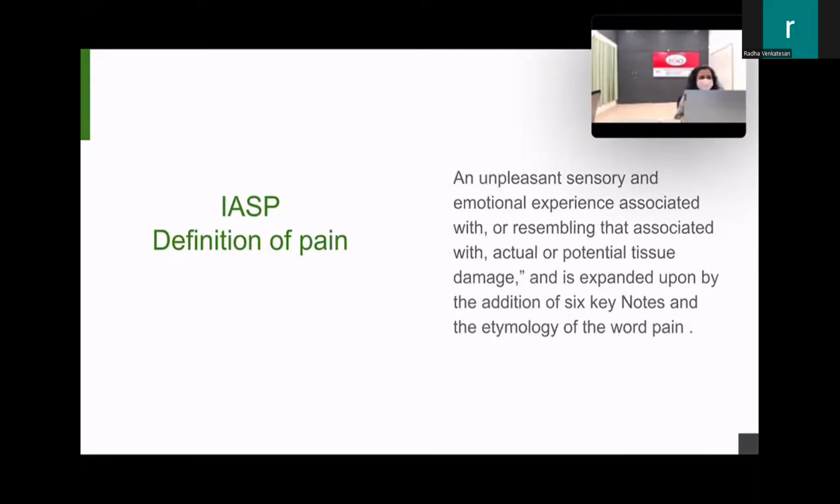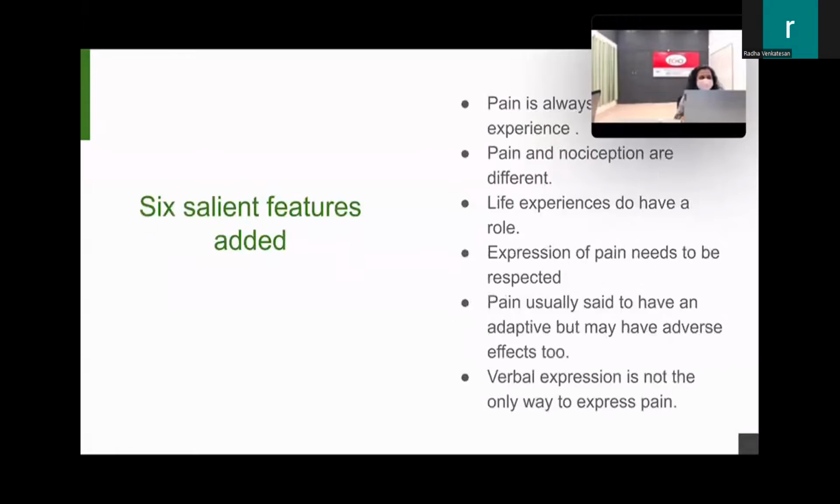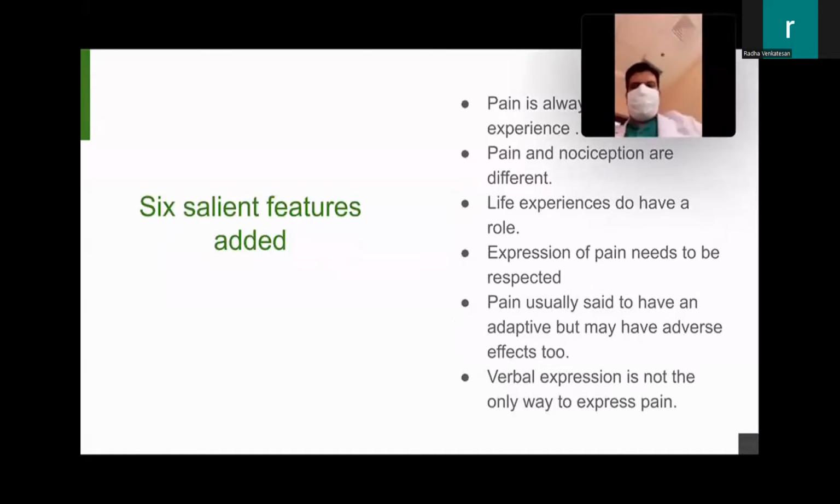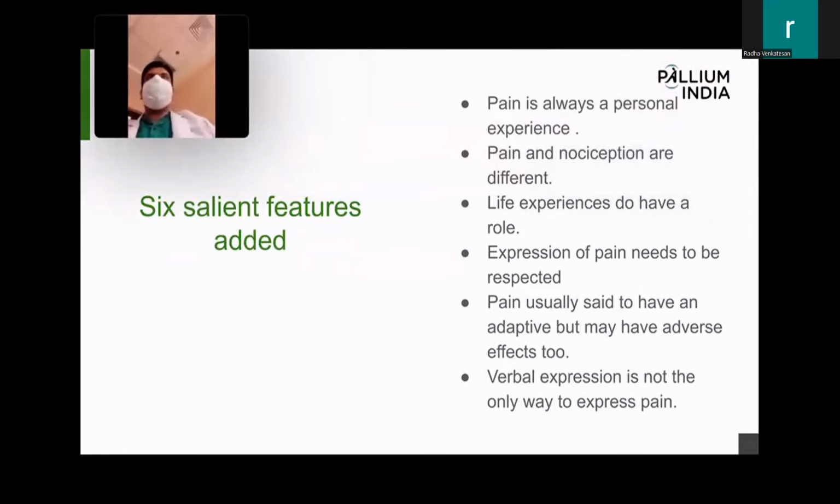See, in this definition, every word is important, whether it is actual or potential tissue damage, and the added features. It is an unpleasant sensory and emotional experience. It's not just a nociceptive injury that the message conveys. It is not just that. That is the important thing to understand. So every word in this definition counts. Now we will come to the 6 important features, the added features.